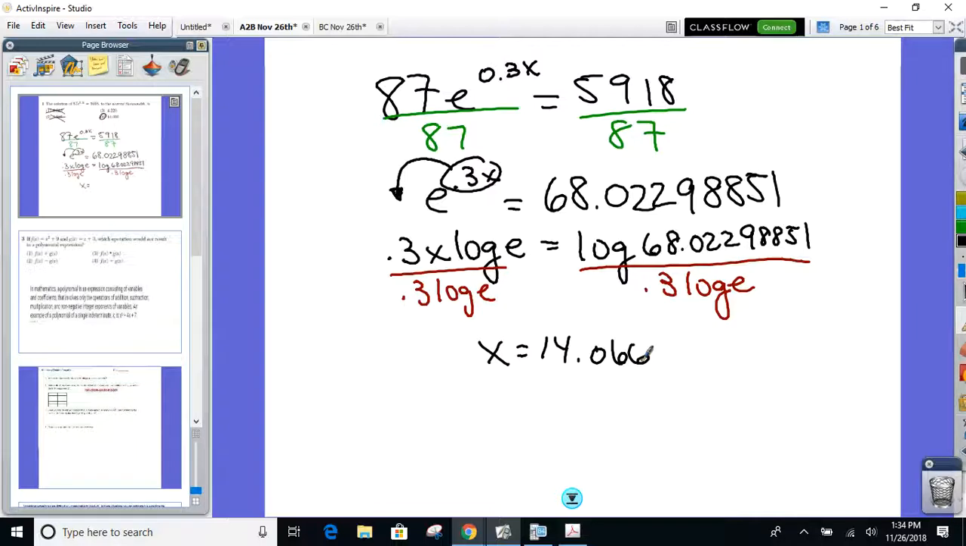Anything else? Yeah, you want one more? You'll get one more. And it's not number 2, because number 2 is from the stats unit, which is the next unit. So let's go to number 3 right now.